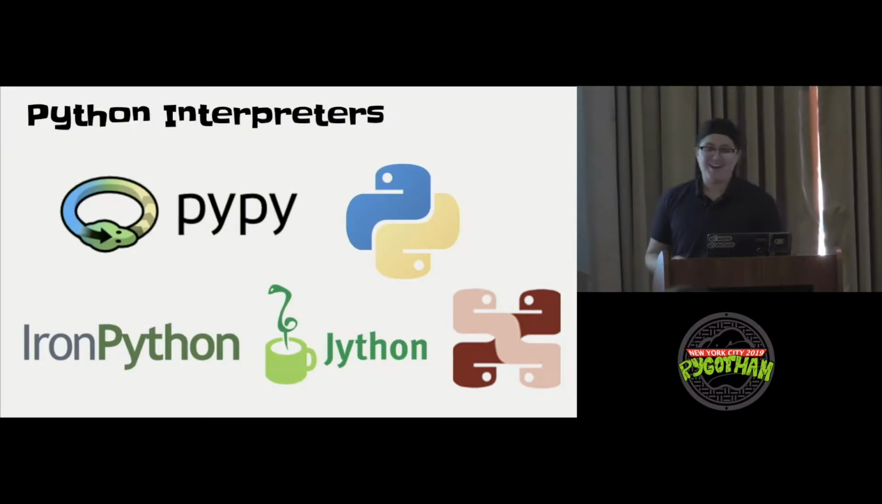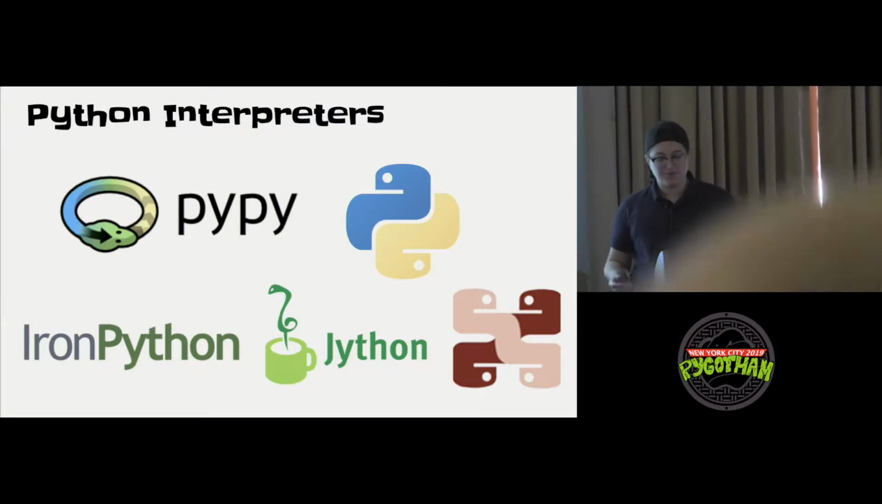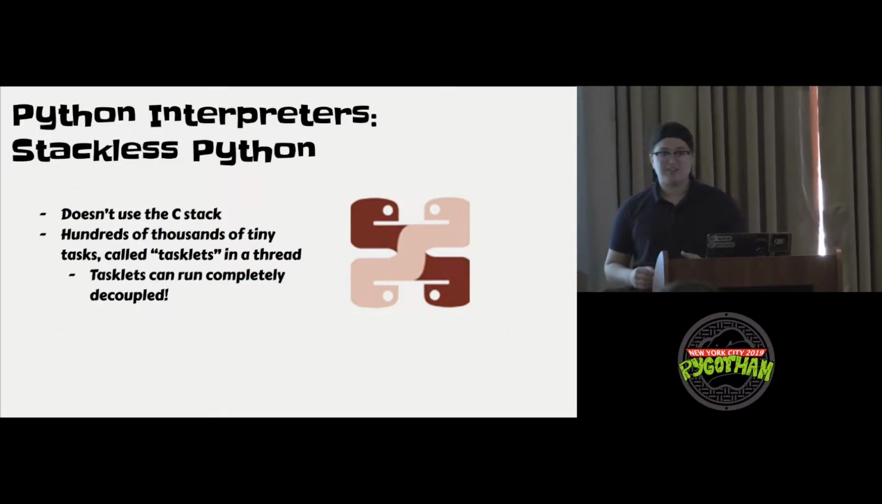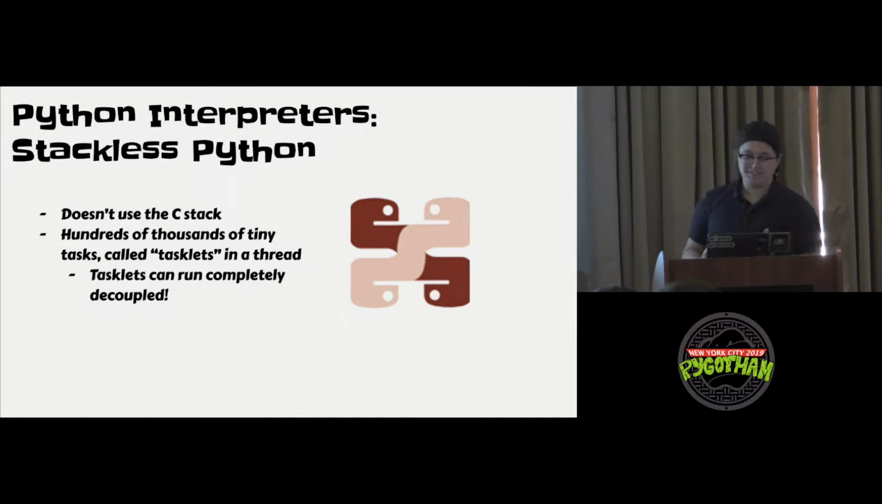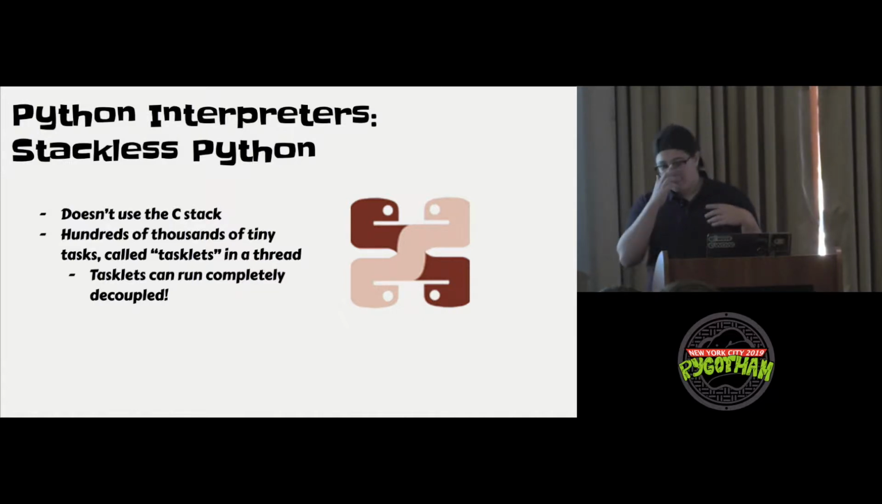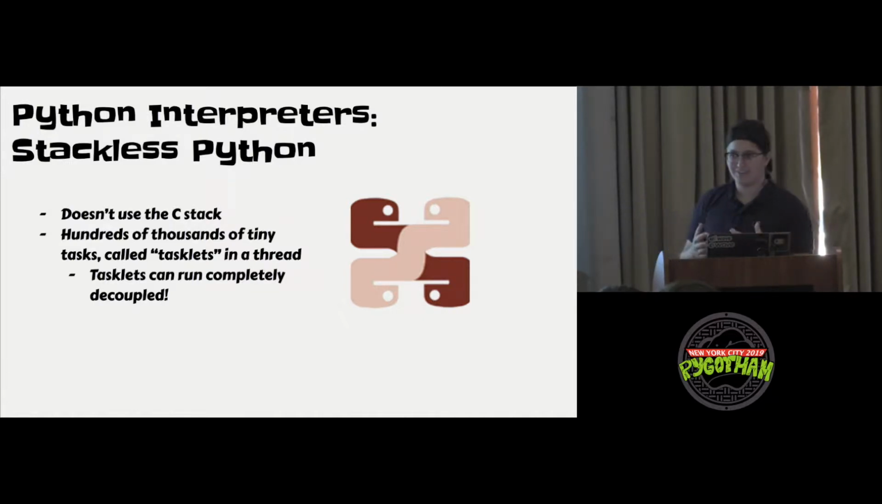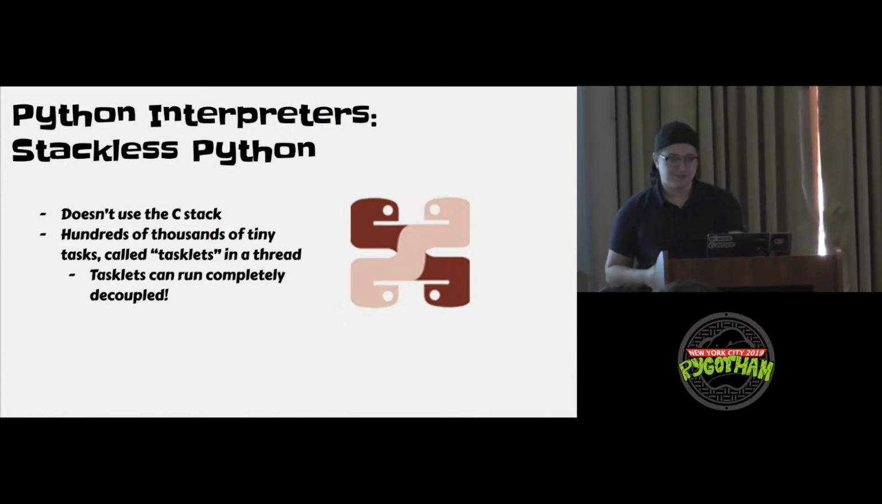Let's hop in. So let's talk about Python interpreters. There's actually quite a few, and I'm going to introduce a few and talk about what makes them so different. There's Stackless Python, which is the Python interpreter that doesn't use the stack. Instead, it uses the heap. And the cool thing about this one is that you can have these tiny tasks called tasklets, and you can run a bunch in a thread. So it's great for microthreading.